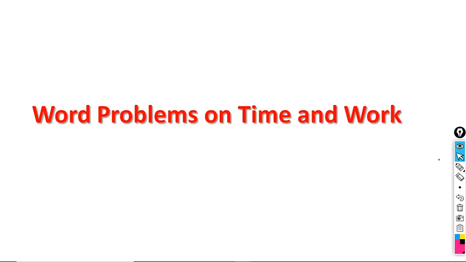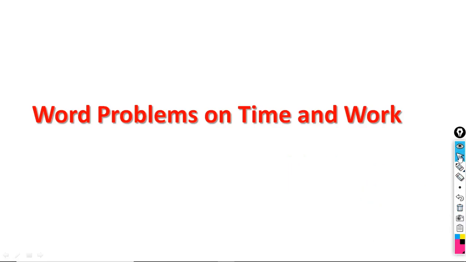Now students, let us try some problems on time and work. For time and work, the basic concept we are going to use is: if a person completes a work in x days, then the portion of work completed in one day will be equal to 1 upon x, and the 2-day work will be 2 by x, the 3-day work is 3 by x. So this is the basic concept we are going to use in these questions.